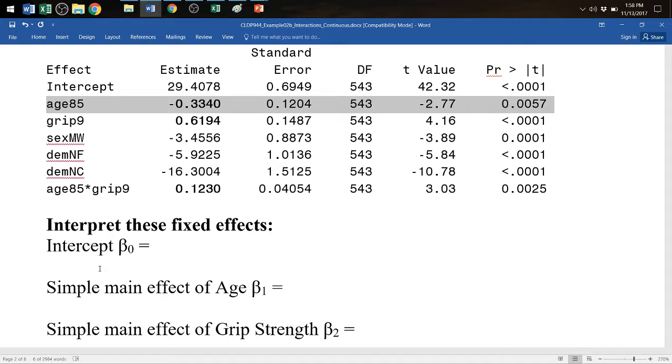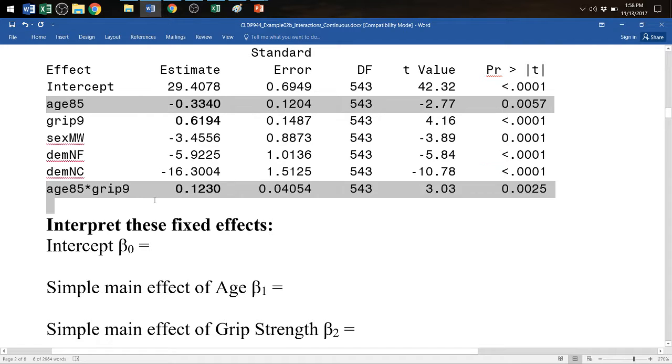These are years of age as a unit. So for every year older you are, cognition goes up or down? For every year older you are, cognition goes down. Not a trick, just looking for the minus sign here. Yes, by 1/3 of a point. So 1/3 of a point per year if you are someone of average grip strength. Let's see what the interaction term does to that. So the simple effect of age is minus 0.3 if grip is 9.